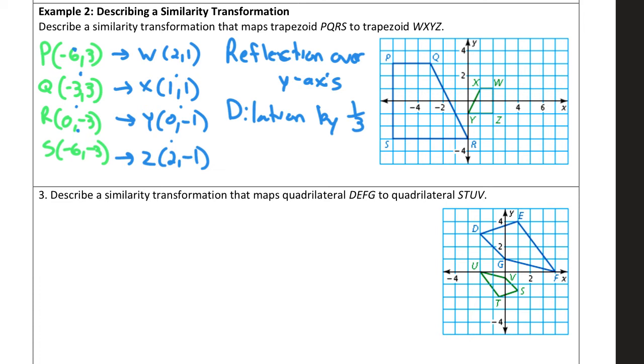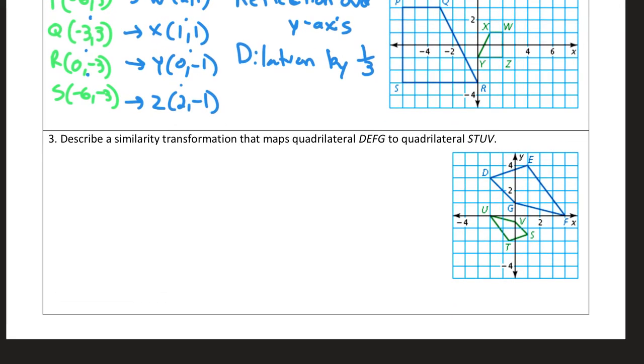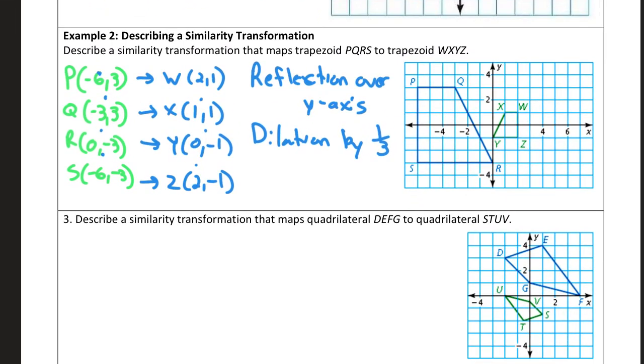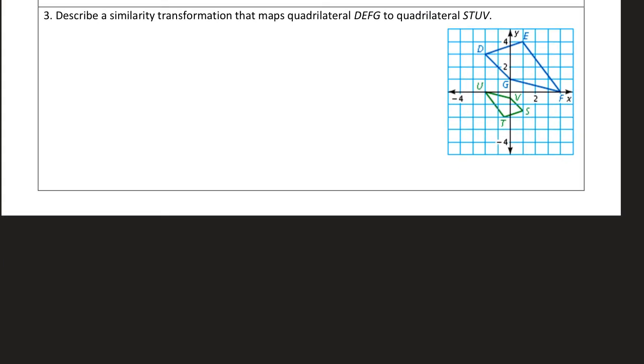Okay? So our last example, call it example 3, I'd like you to try to figure out what was happening in this similarity transformation. Two transformations happened. If you want to use one point, use one point. But sometimes it helps to write out all the points to see a pattern. So try to see what happens to go from DEFG to STUV. Again, we went from this shape to a smaller shape. So pause the video, try this one out, and then check your solution with me.